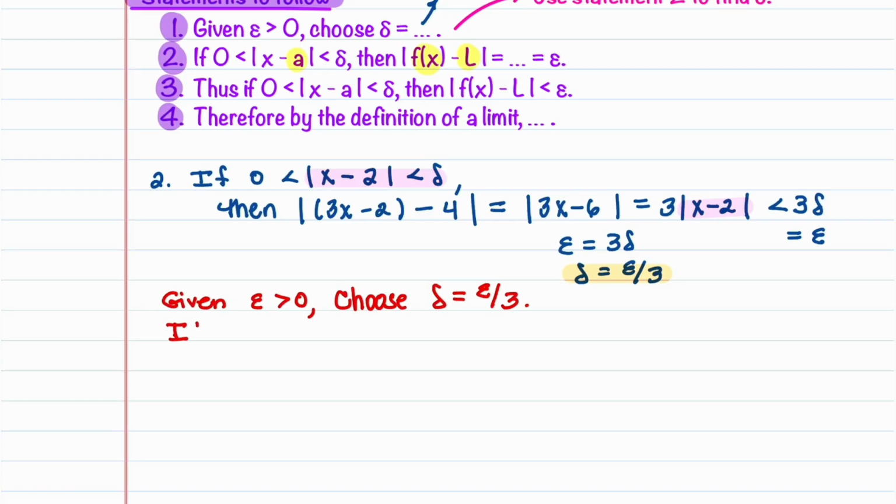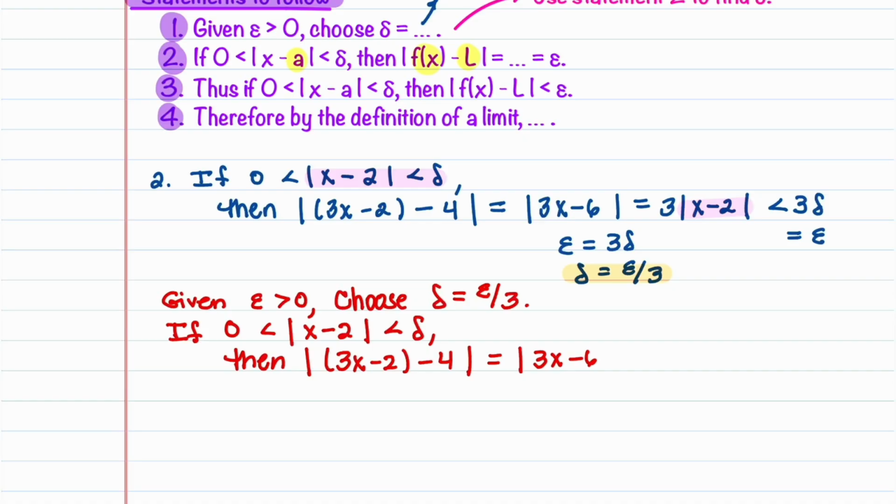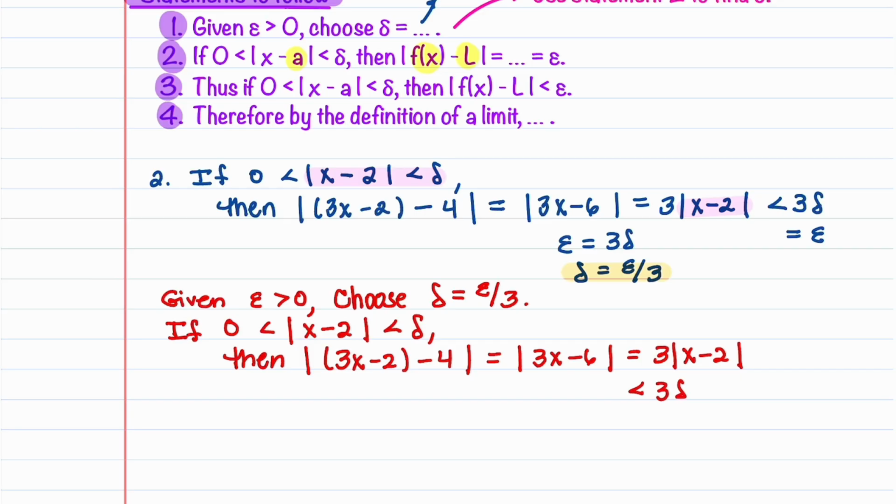Now we're going to say if 0 is less than the absolute value x minus 2, plugging in a is 2, is less than delta, then the absolute value of f of x, which is 3x minus 2 minus 4, is equal to the absolute value of 3x minus 6, is equal to 3 absolute value x minus 2, is less than 3 delta, and we know that delta is epsilon over 3, so we can say this is 3 times epsilon over 3, which is epsilon, period.